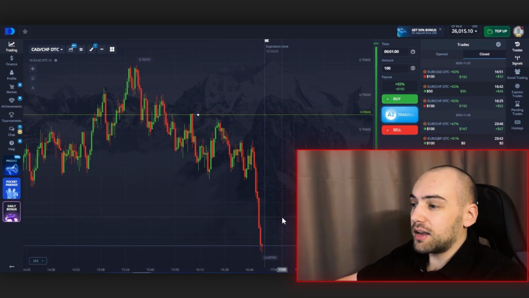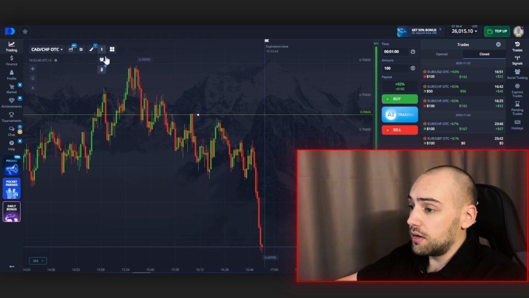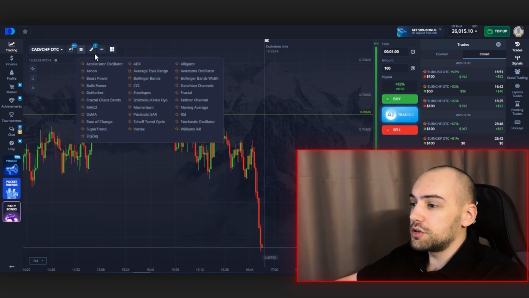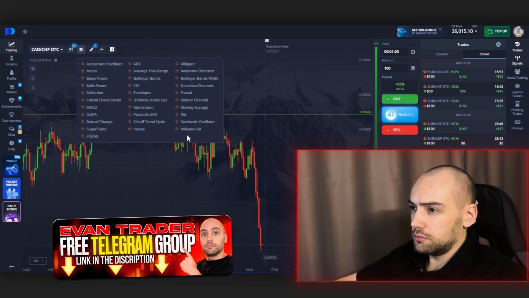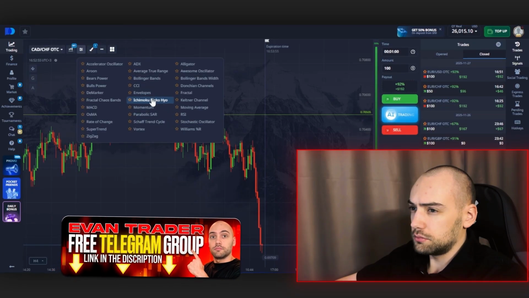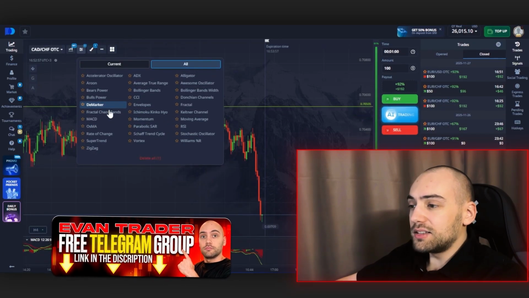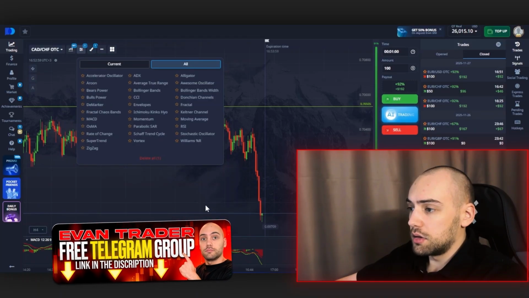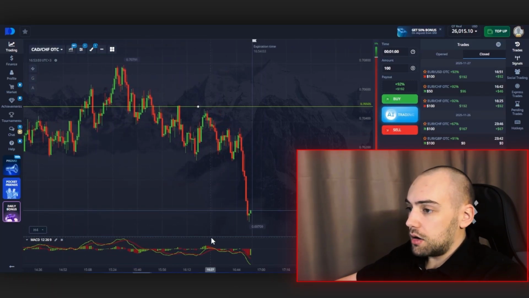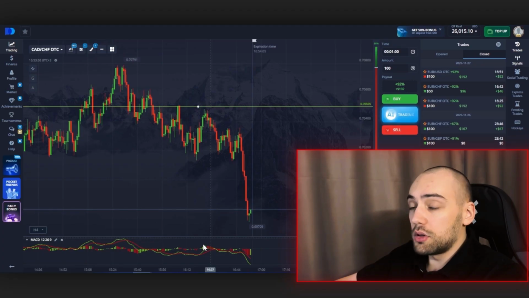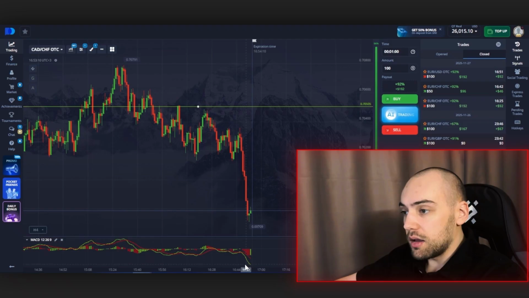I suggest the MACD. It shows the strength and the direction of the trend. Let's find it in the indicators. MACD consists of two lines, the MACD line and the signal line. Crossing MACD below the signal indicates a sell, so crossing above, a buy.